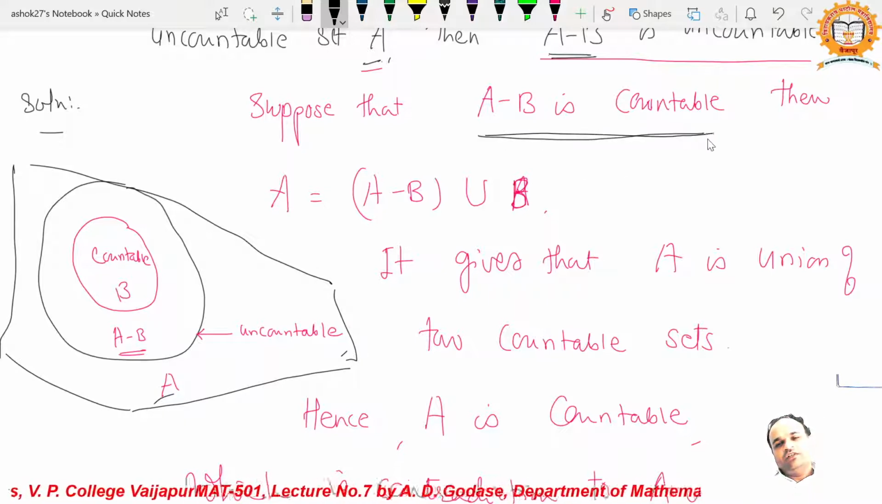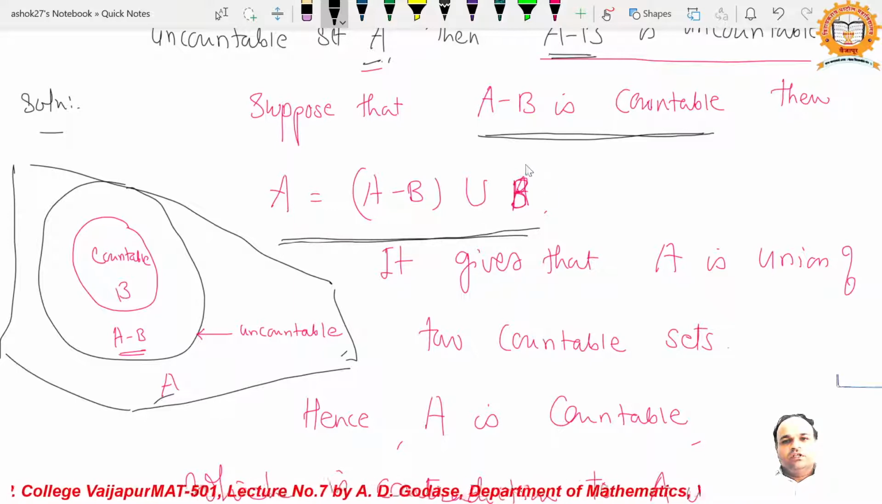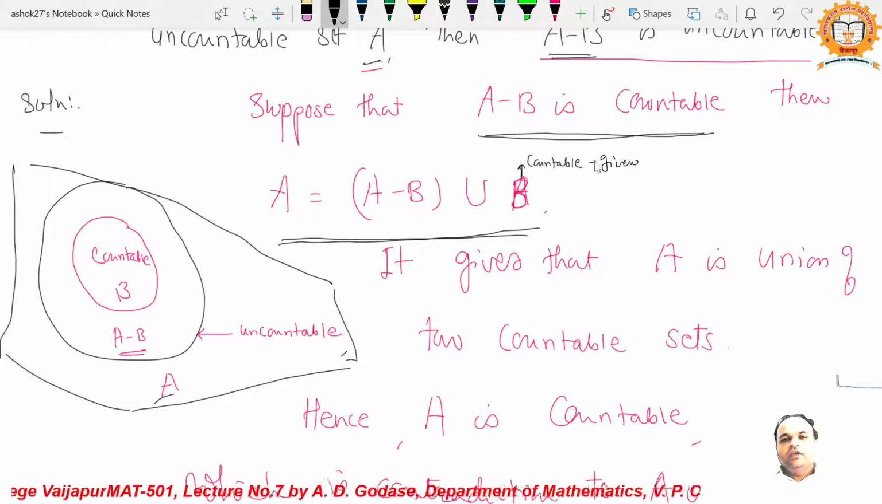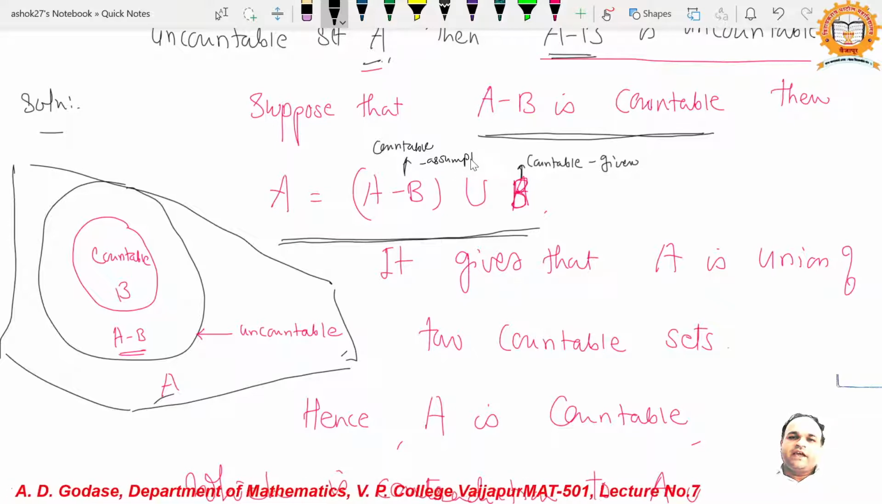But already you can write A as A minus B union B, and it is given that capital B is a countable set. And A minus B is countable, that is our assumption. So A minus B is also countable. It means that you write capital A as a countable union of countable sets, and a countable union of countable sets is again countable. So it directly gives that A is countable.